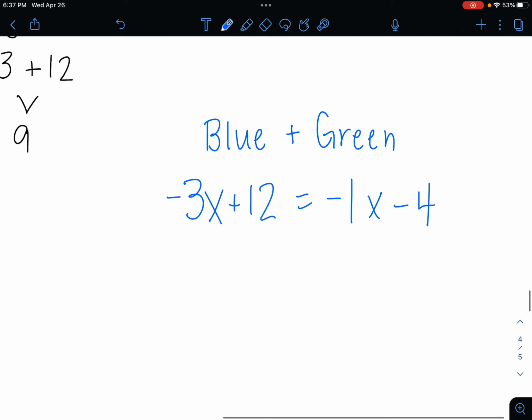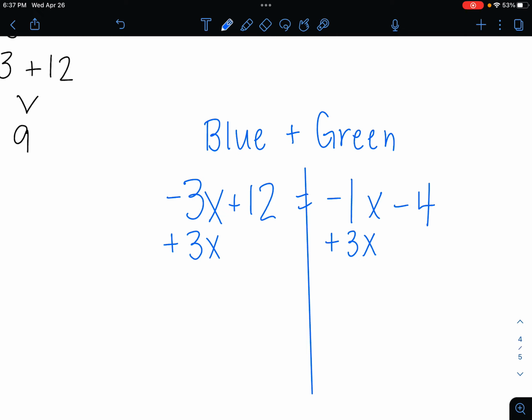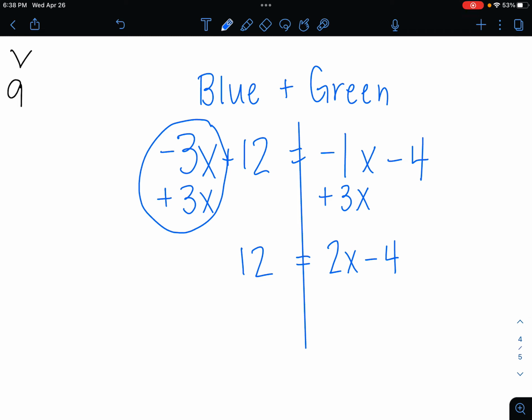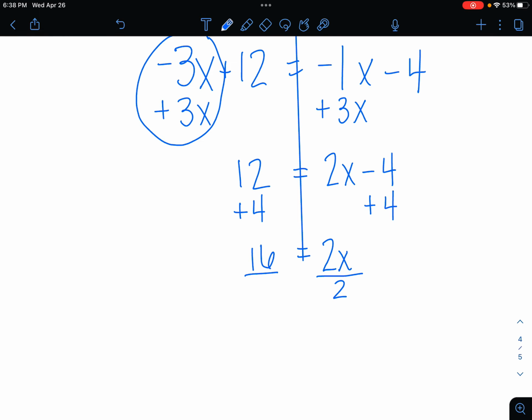Again, I'm solving for x first. I am going to add 3x to both sides. That way my x's will end up positive. So I have negative 1 plus 3x, which is positive 2x. And on the left side, I'm just left with positive 12. That made a 0 pair. Now I want to get 2x alone, so I'm going to add 4 to both sides. I'm left with 16 is equal to 2x. I'm going to divide both sides by 2, and I get x equals 8.